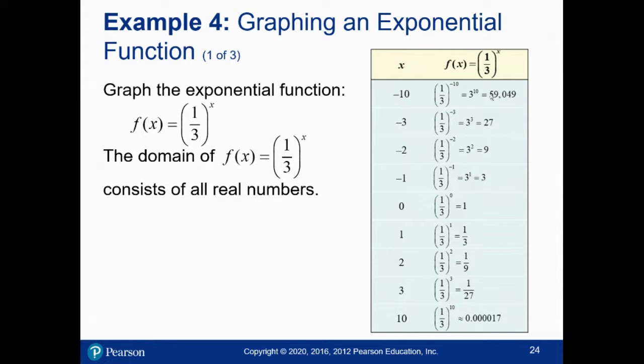And what you can notice is that 1/3 to the minus 1 is 3 to the first. 1/3 to the minus 2 is 3 to the 2. Also, 1/3 to the second is 3 to the minus 2. 1/3 to the first is 3 to the minus 1. You can compare these to the values from the previous chart we had and see that they're kind of flopped.